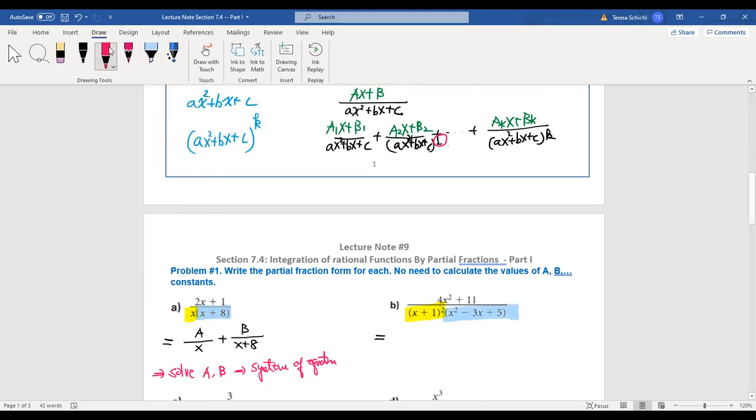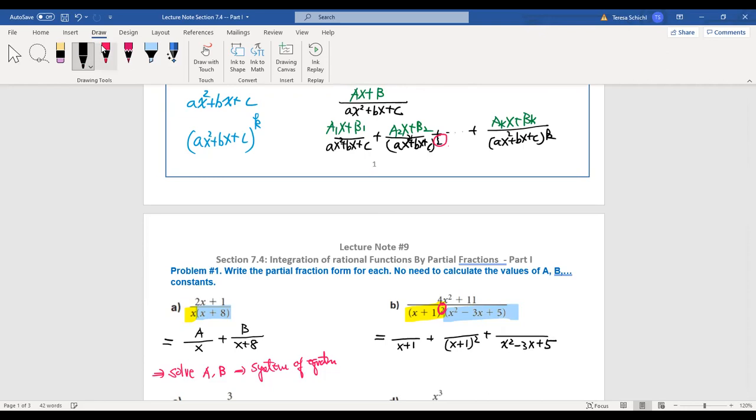So be very careful here, right? This is the x squared, it's repeated, right? So how do I break it? I will need to have x plus 1, because it's squared. So I need to break it into x plus 1 to the square, right? Then the last term here, x squared minus 3x plus 5, I cannot factor anymore. So this will be x squared minus 3x plus 5.